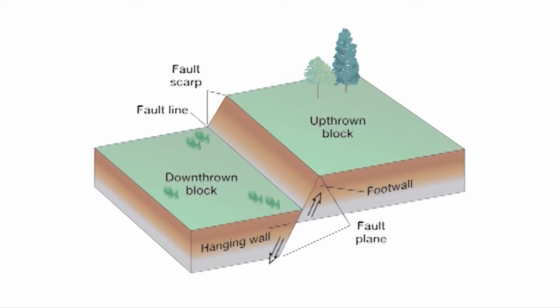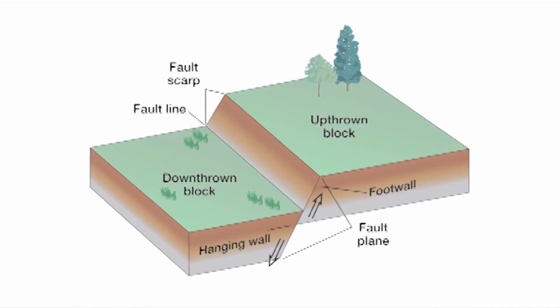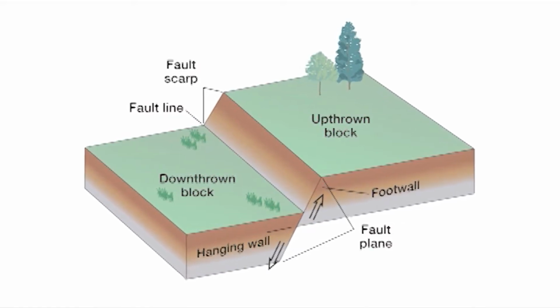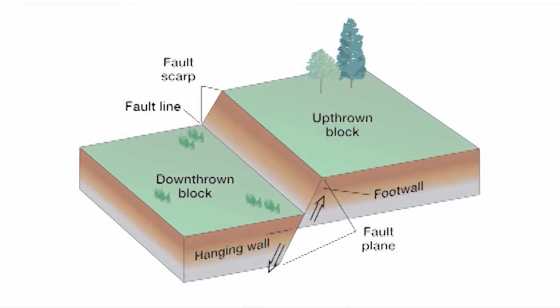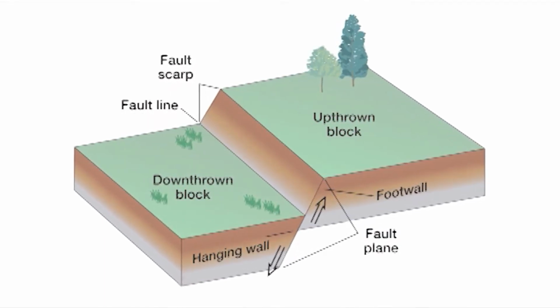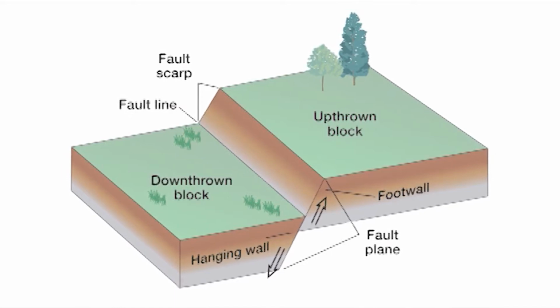Now, upthrow side and downthrow side are two different terms also used synonymously. The block which moves upward is called the upthrow side, and the block which moves downward is called the downthrow side. So, upthrow side and downthrow side, hanging wall side and footwall side, these are the different terms we use in structural geology.